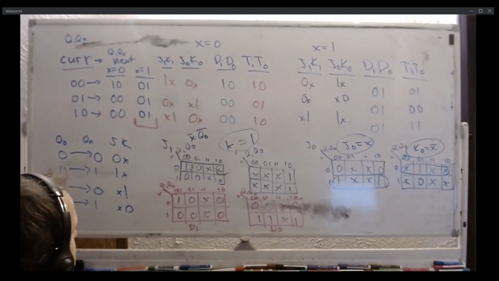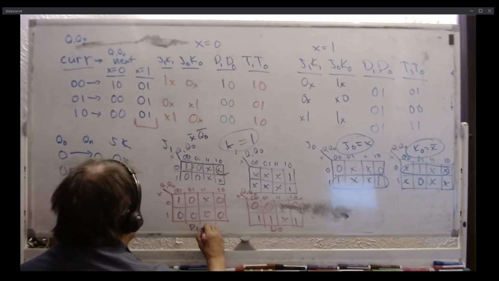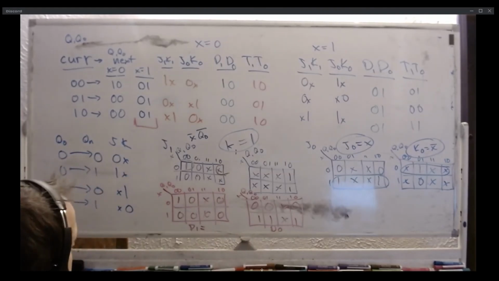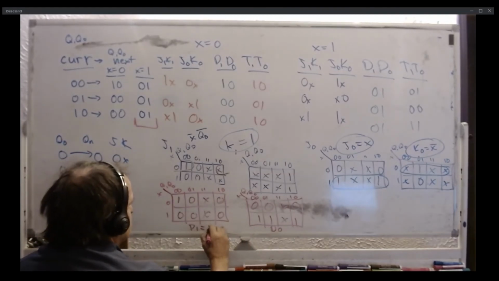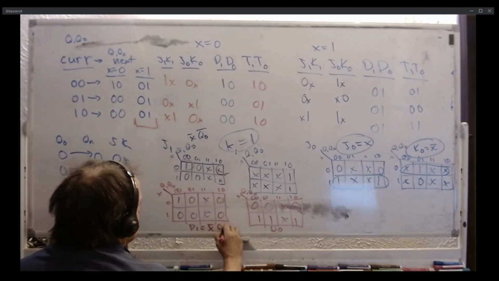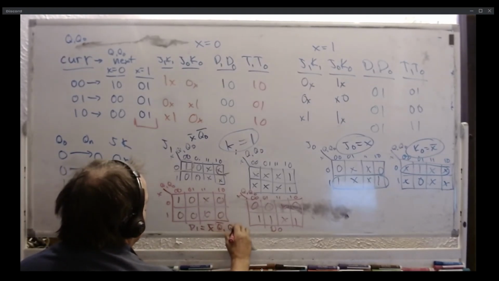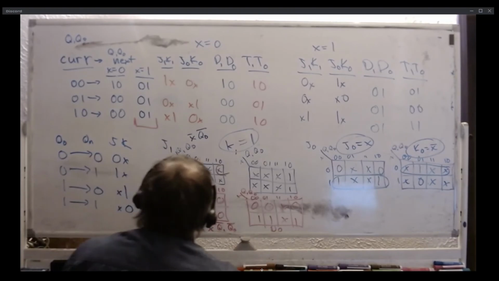Oh, yuck. What's D1, guys? That is going to be pretty much isolated. We can do X, absolutely Q1, nothing with Q0. Yeah, and they're all inverted.